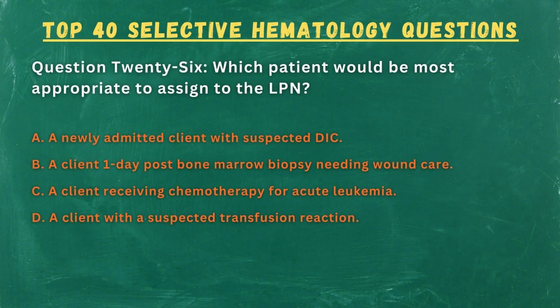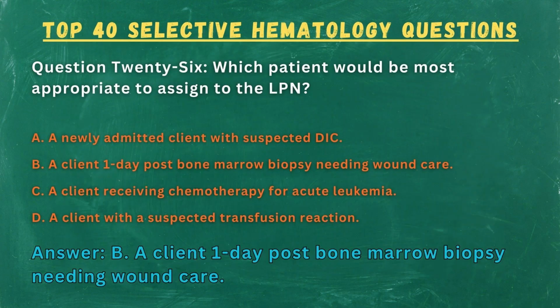Question 26. Which patient would be most appropriate to assign to the LPN? A. A newly admitted client with suspected DIC. B. A client 1 day post-bone marrow biopsy needing wound care. C. A client receiving chemotherapy for acute leukemia. D. A client with a suspected transfusion reaction. Answer: B. A client 1 day post-bone marrow biopsy needing wound care.